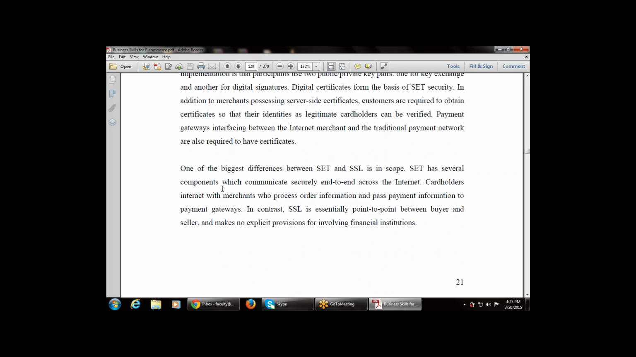SSL has several components which help to communicate securely on an end-to-end basis. End-to-end basis means from client to server across the internet. SSL is essentially point-to-point between buyer and seller and makes no provision for involving a financial institution. So there is no financial institution between the client and the server, between the buyer and the seller.